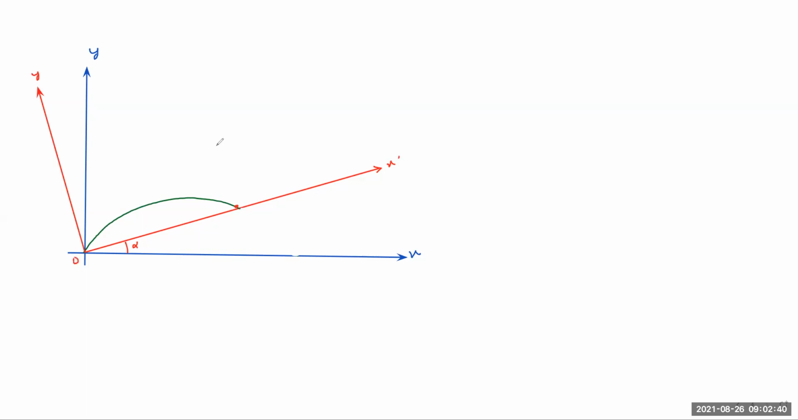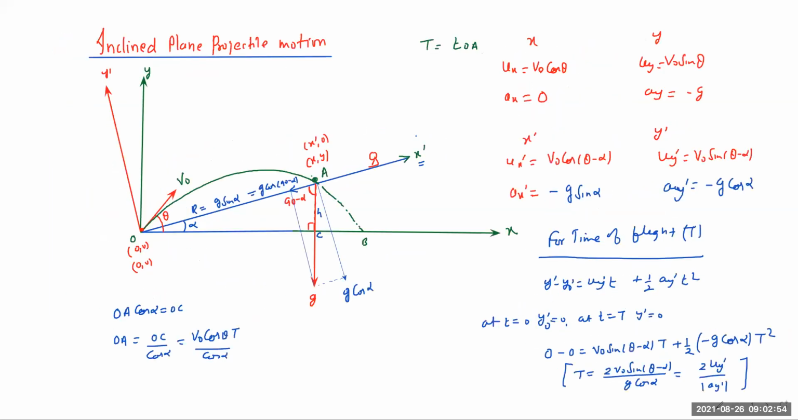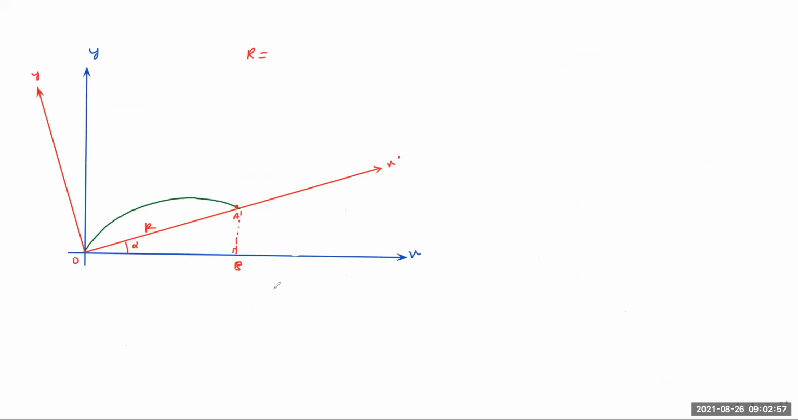So for range, let's call it B, so C. That's B and this is B. Now how to find the range? The other answer is that range is nothing but x dash minus x naught dash, and we can write the formula ux dash t plus half ax dash t square. Can we use this formula? The x dash displacement is the range, isn't it, during one time of flight?